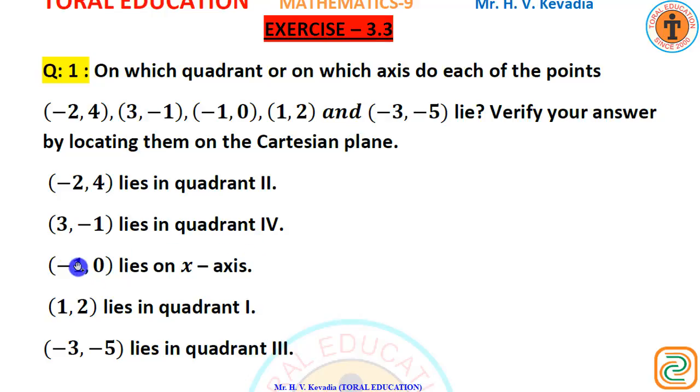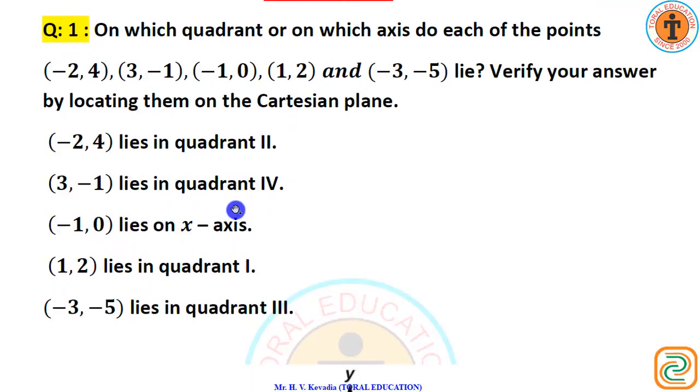(-1, 0). -1 and 0, so it is on the x-axis. If the y coordinate is 0, then the point lies on the x-axis. If the x coordinate, that is the abscissa, is 0, then the point lies on the y-axis. Remember, whichever coordinate is 0, the point lies on the other axis. (1, 2) lies in quadrant 1, (-3, -5) lies in quadrant 3. These are the points located on the Cartesian plane.